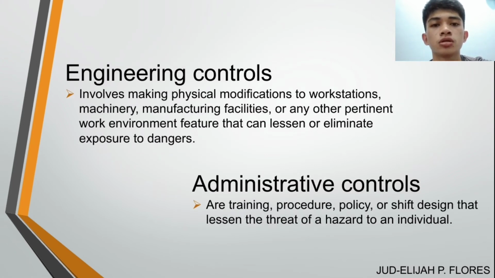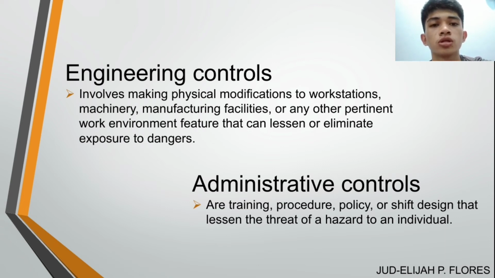The third control measure, engineering controls, involves making physical modifications to workstations, machinery, manufacturing facilities, or any other pertinent work environment feature that can lessen or eliminate exposure to dangers. Installation of biosafety cabinets, safety gear, facility design that allows proper airflow, ventilation systems that assure directed airflow, and air treatment systems to disinfect or eliminate agents from exhaust air are a few examples of engineering controls.